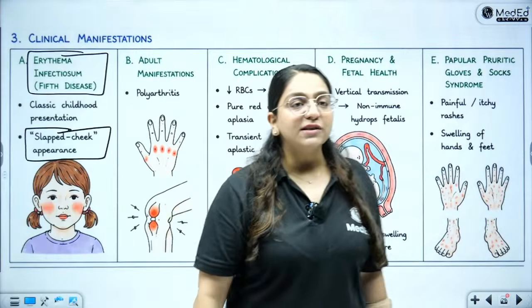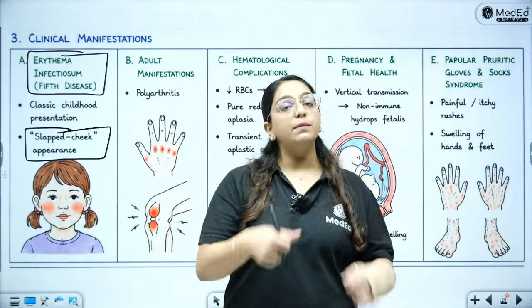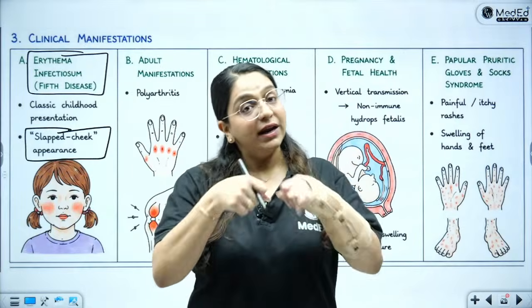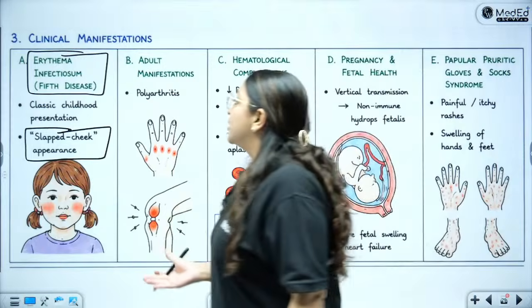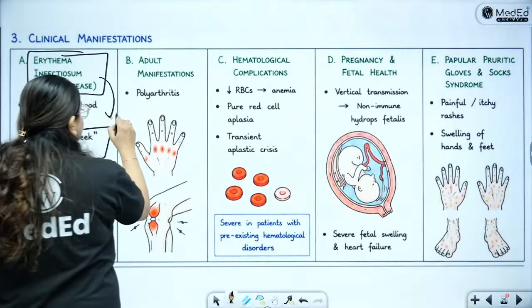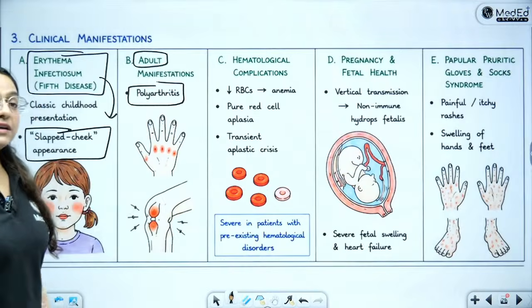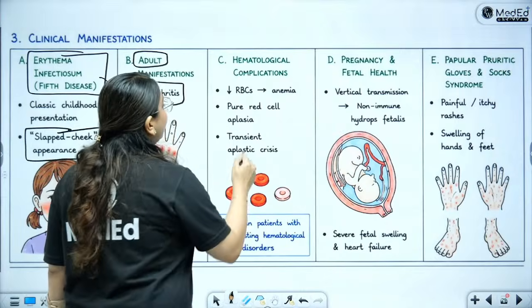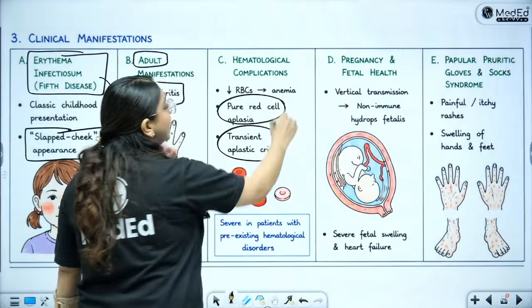So I always tell the students how to remember that the parvovirus slaps the children and breaks the bones of adults. So it will slap the children and break the bones of adults. In children it will cause slapped cheek disease. In adults it will cause polyarthritis. Then what was it affecting? It was going and binding and attacking the RBCs. So it will lead to transient aplastic anemia and pure red cell aplasia.